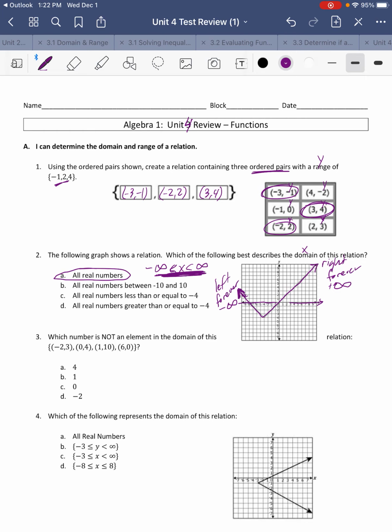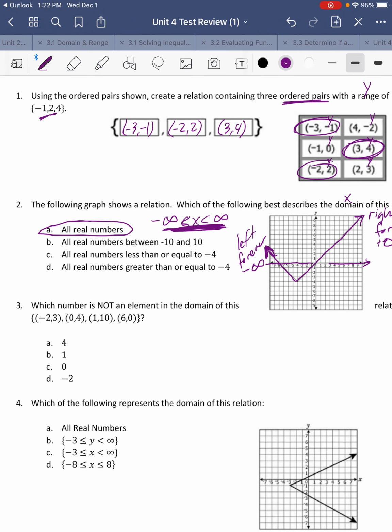All right, number 3, which number is not an element in the domain? I take the word not out, and then every answer that is true for this will be not an answer. So which number is an element of the domain? x values. So -2, that is part of the domain, so no. 0 is part of the domain, so no. 1 is part of the domain, so no. 6 is part of the domain. That's not a choice. Only one left is A.